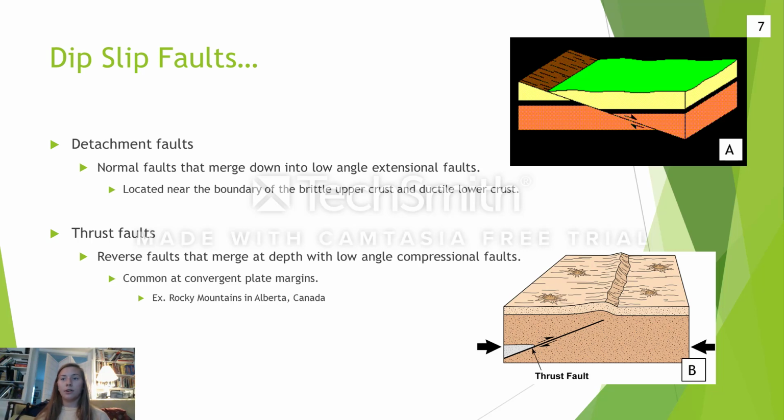So thrust faults are especially common in convergent plate margins. You'll see these in the Rocky Mountains in Alberta, Canada, and also around the Los Angeles area. So that's pretty simple about detachment faults and thrust faults.